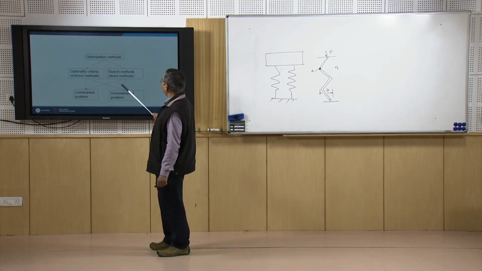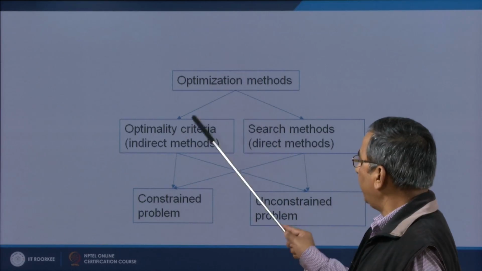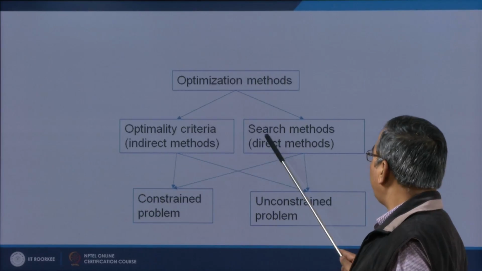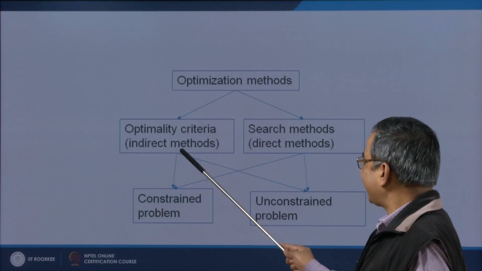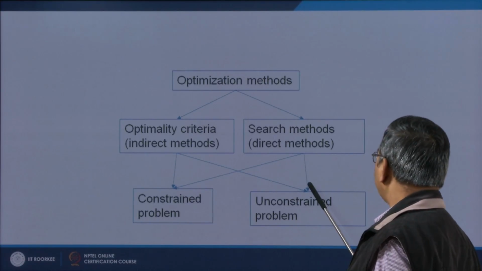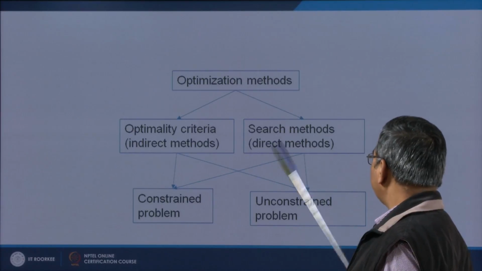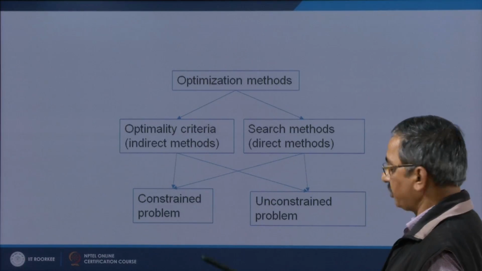Okay, so optimization methods, as I said, can be classified based on optimality criteria or the search method, and of course then again these can be applied for the constrained problem as well as for the unconstrained problem. Similarly, the search method can be applied for the constrained problem as well as the unconstrained problem.